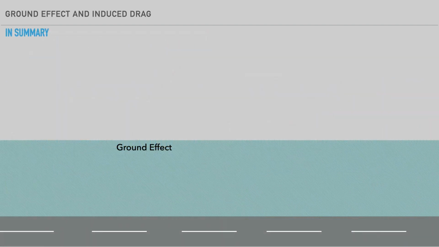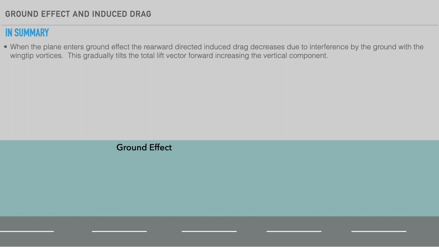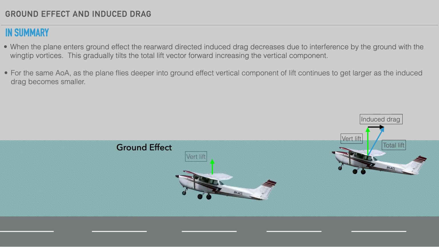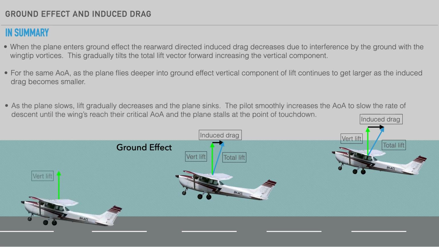In summary, when the airplane enters ground effect, the rearward directed induced drag decreases due to interference by the ground with the wingtip vortices. This gradually tilts the total lift vector forward, increasing the vertical component of lift. For the same angle of attack, as the plane flies deeper into ground effect, the vertical component of lift continues to get larger as the induced drag becomes smaller.